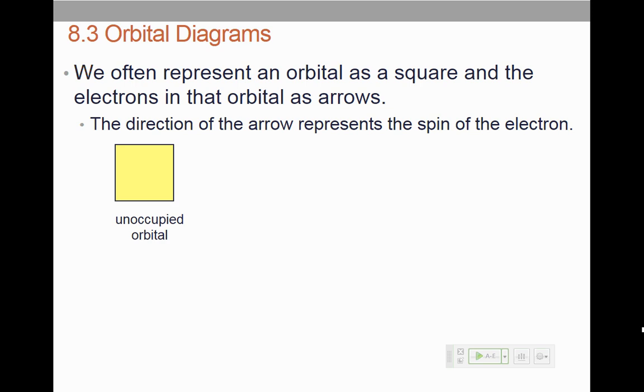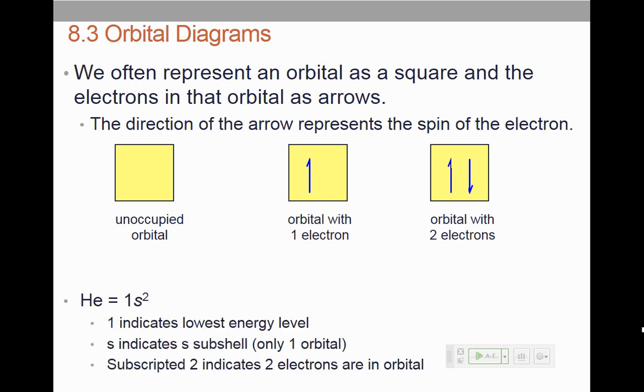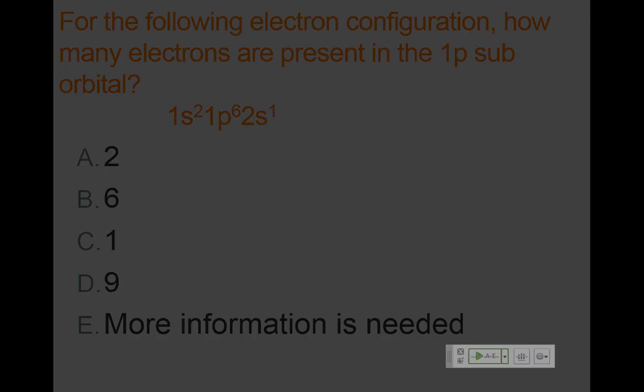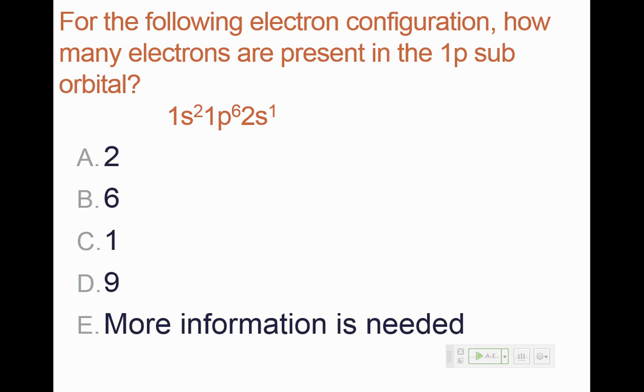So this would be an unoccupied orbital. It has 0 electrons. This would be an orbital with 1 electron. And this would be a filled orbital in this case. So when we look at helium, which is a 1s2, it would look like that last case. And we would typically show it like this. The fact that the box is blue is irrelevant. You can just draw it as a box.